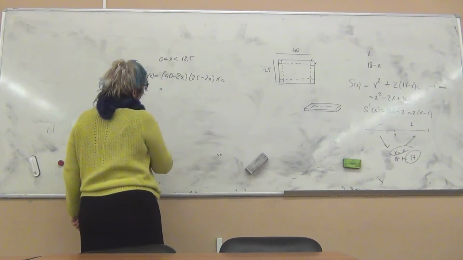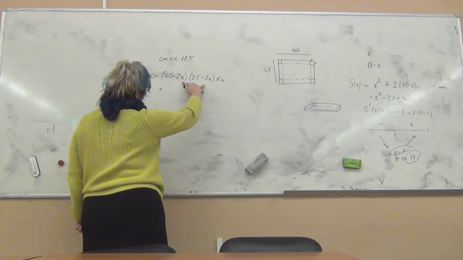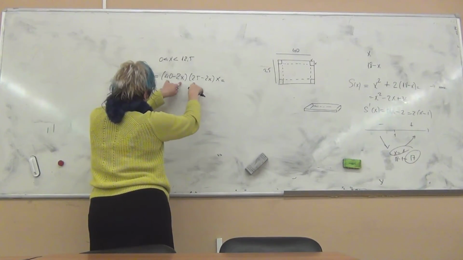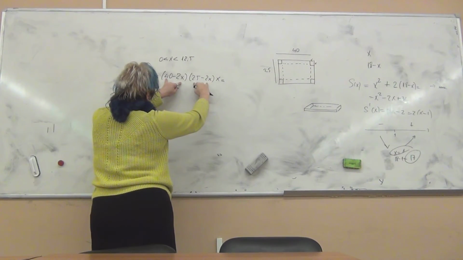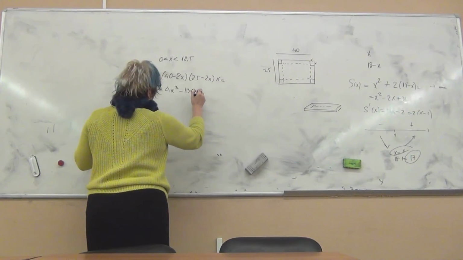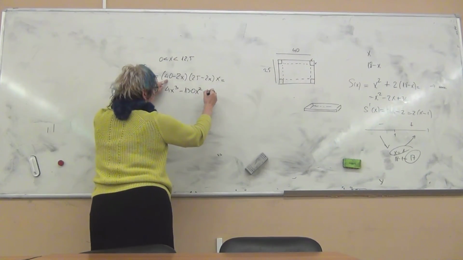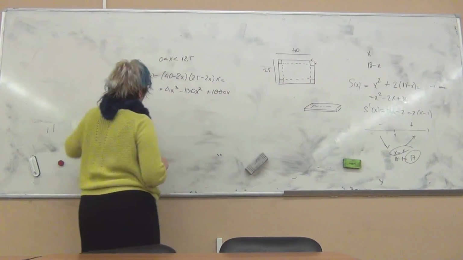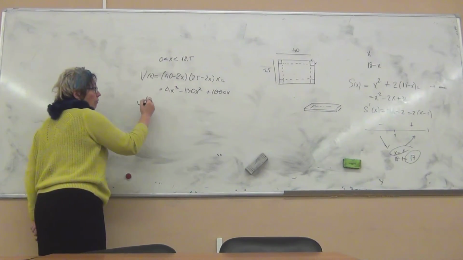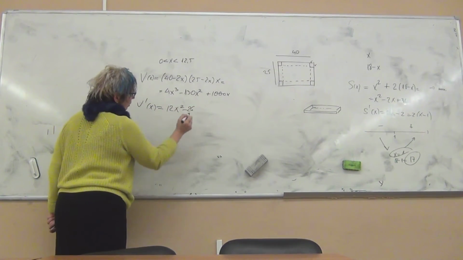Minus 2x is minus, okay, 4x cubed. Now there, 130 x squared, and 40 times 25 is 1,000, so it's plus 1,000 x. Okay. So this would be the formula for the volume. Now we derive it. And it's 12x squared minus, I don't like it.